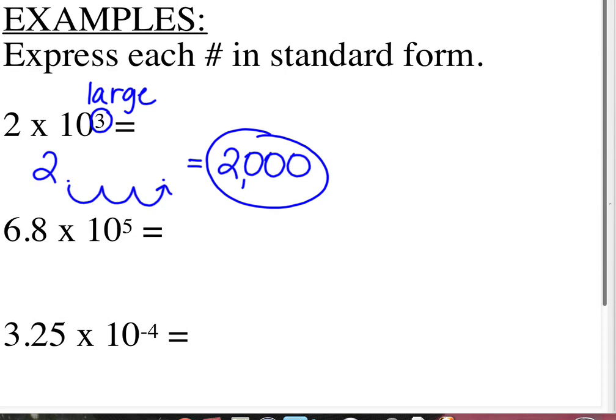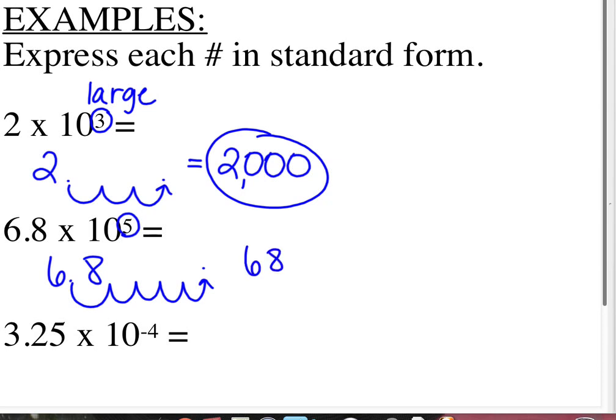Okay, look at the next one. 6.8 times 10 to the 5th power. So here's your number, right? 6.8. The exponent's a 5, and it's a positive 5. So we're going to be creating a large value number. That means the decimal's going to jump to the right. 1, 2, 3, 4, 5. Bang. There it is. We better put some zeros in there.